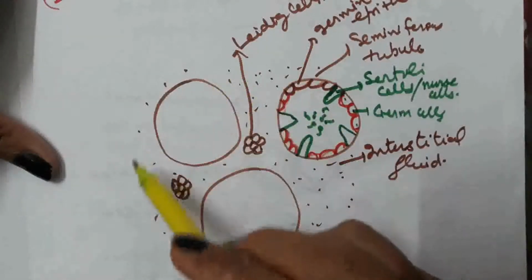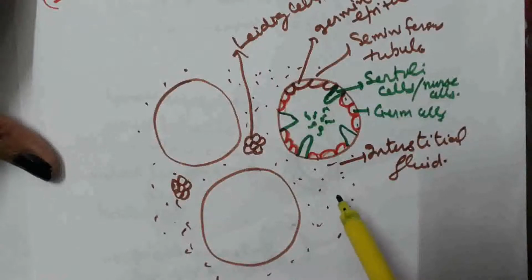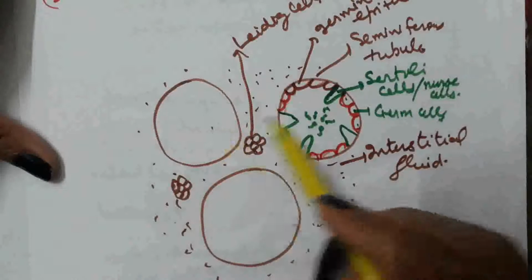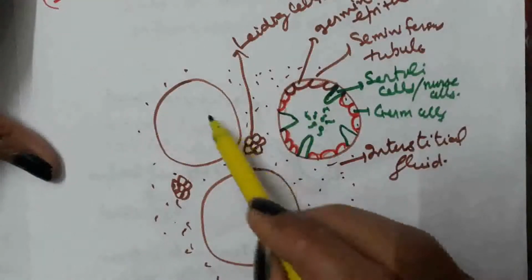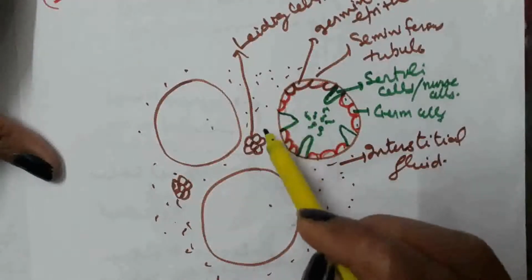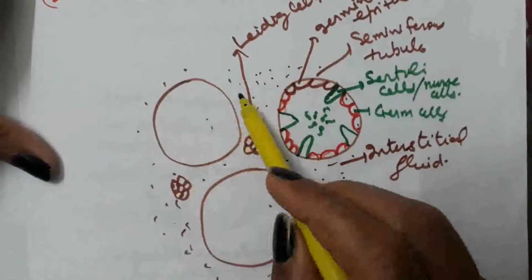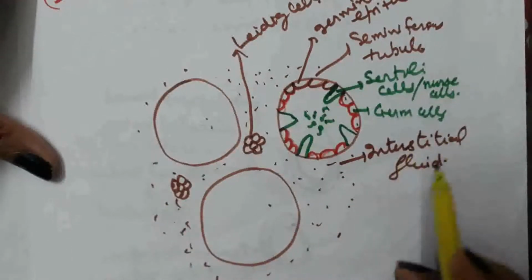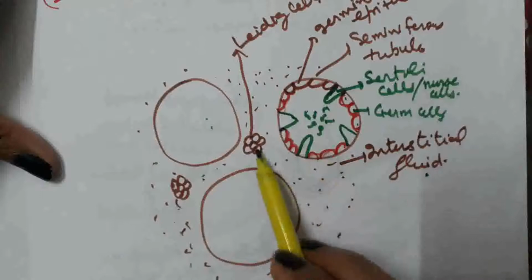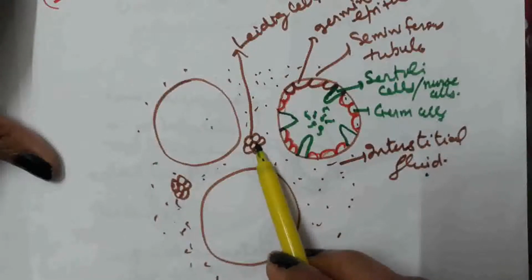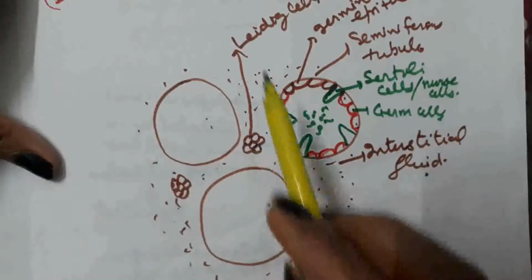This is the sectional view of the testis. What is present inside this? The seminiferous tubules are there. Seminiferous tubules are present in the testicular lobules and surrounded by the connective tissue. We call this connective tissue the interstitial fluid. In the interstitial fluid there is a group of cells which are endocrine in function. These are known as the Leydig cells.